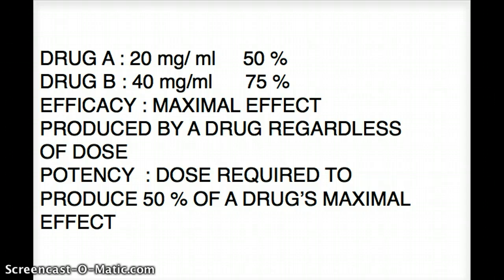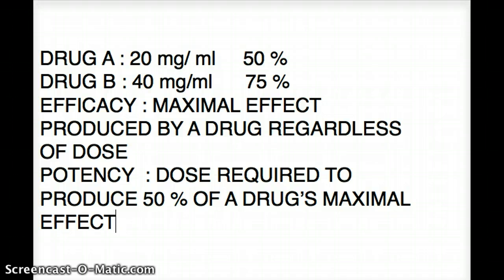They're asking which drug is more efficacious. Now we can see that in order to determine which one is more efficacious, the dose is not important. So right away we can completely ignore 20 and 40. They are not important at all, because dose is not important. The definition clearly says maximal effect produced by a drug regardless of dose. That's it. So we're not going to look at dose.